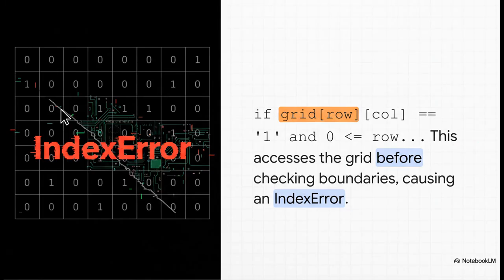This looks so innocent, but it's a fatal flaw. Just look at the order here. The code tries to read what's at grid[r][c] before it checks if r and c are even valid numbers. So if r is, say, -1, the program tries to access an invalid spot in memory and just crashes right there. It never even gets to the part that checks if it's in bounds.